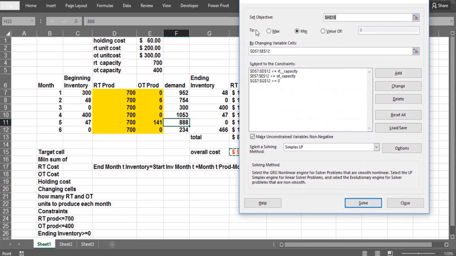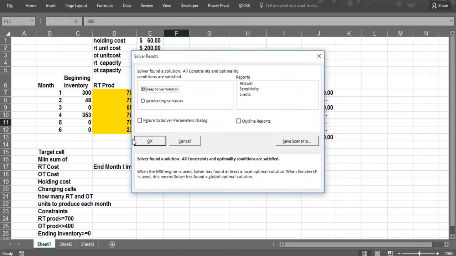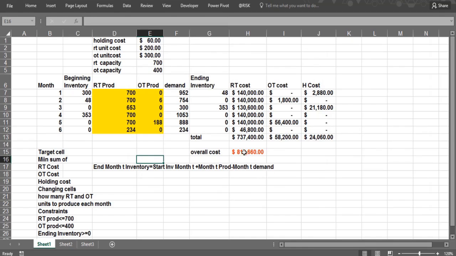Okay, so if I run this, we want to minimize cost. And there's our answer. 819,660 is the minimum cost. You can't do better. I suppose there could be another alternate solution with the same cost. But we make full-time regular production. We do hit the limit, as the Eagles would say. Take it to the limit in months 1, 2, 4, and 5. Months 3 and 6, we don't hit the full limit. But we have overtime in month 5, and we do have inventory during several months.